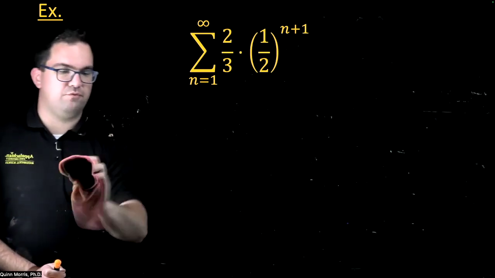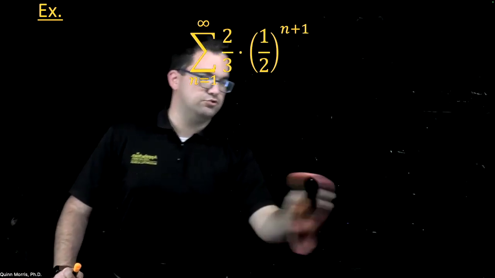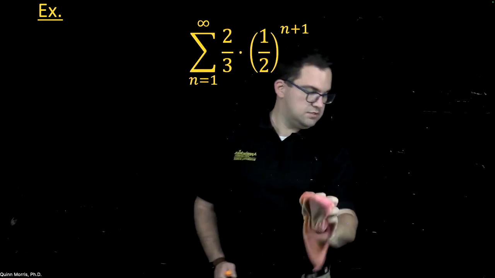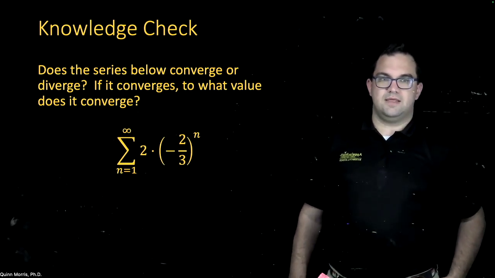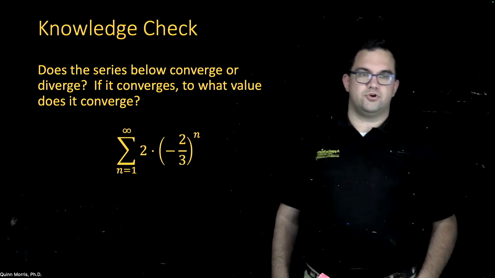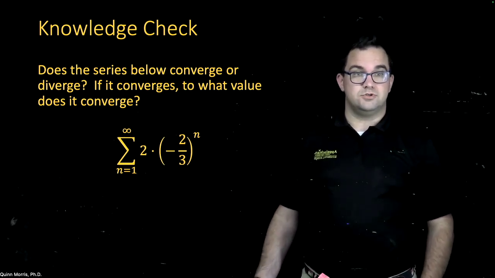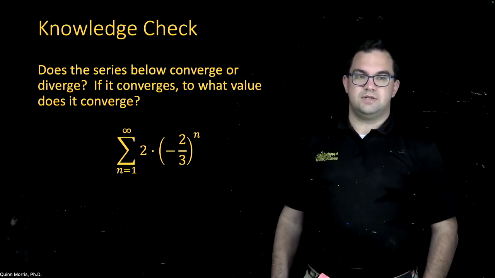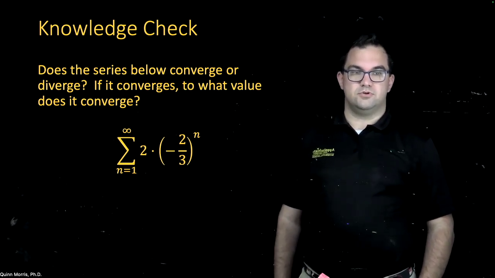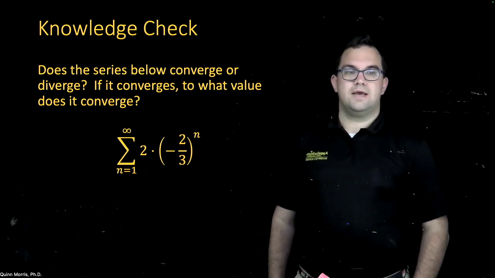All right, now that we've worked through a few examples of determining whether or not these geometric series converge or diverge, let's pause a moment for a knowledge check. So I want you to take a look at the series below, and I want you to determine whether this series, first, does it converge or diverge? And if it does converge, to what value does it converge? So the video is going to pause, and I want you to take a moment to determine whether this converges or diverges.